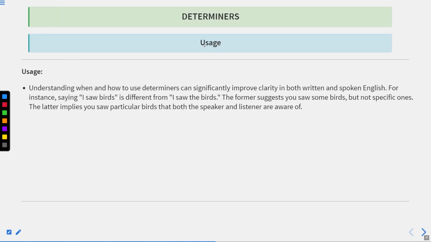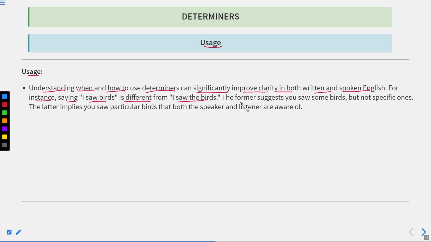Now we'll discuss the usage of determiners. Understanding when and how to use determiners can significantly improve clarity in both written and spoken English. For instance, saying I saw birds is different from I saw the birds. Whenever we speak in English or whenever we read any written text, it is significant to understand the clarity which is indicated by determiners. If I say I saw birds, this sentence is correct. If I say I saw the birds, this sentence is also correct. But there is a difference between the meaning of the two.